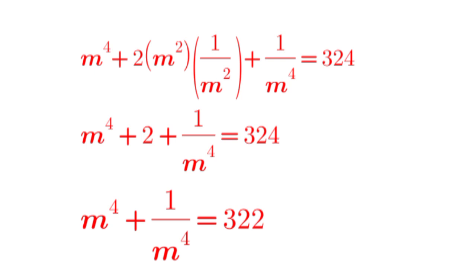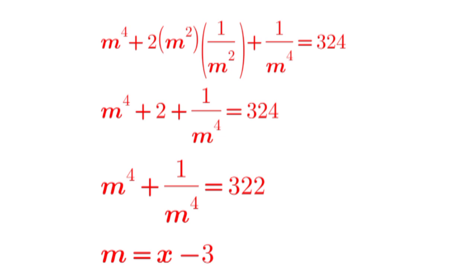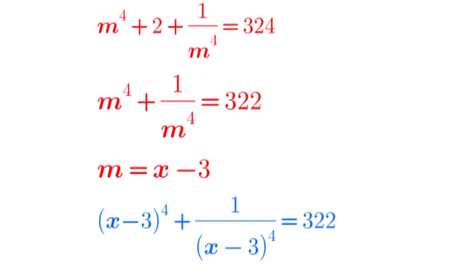So remember when we said our x minus 3 is equal to m. So when we bring that back into our equation, we have (x minus 3) all raised to the power of 4 plus 1 all over (x minus 3) all raised to the power of 4 is equal to 322. So we can say our final answer is equal to 322.